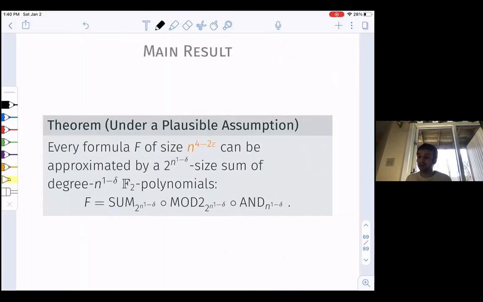Okay, so the main result for formulas is the following. Take a formula of size n^(4-2ε). We'll rewrite it as a sum of F2 polynomials. The sum has sub-exponential size, and those F2 polynomials have sublinear degree.